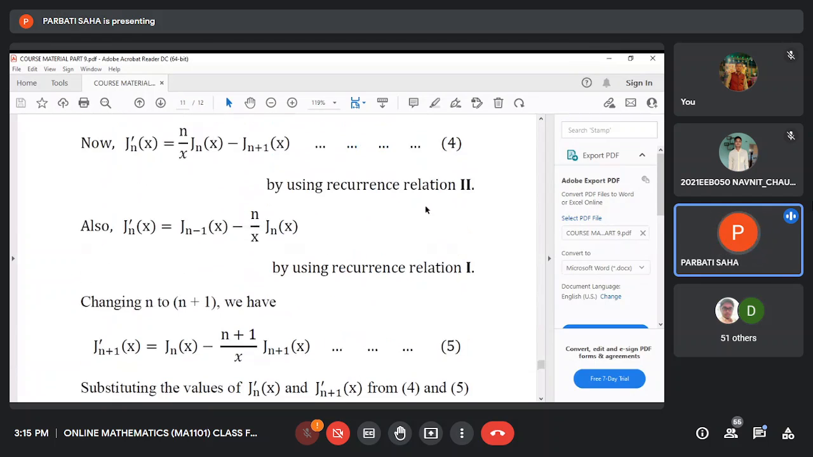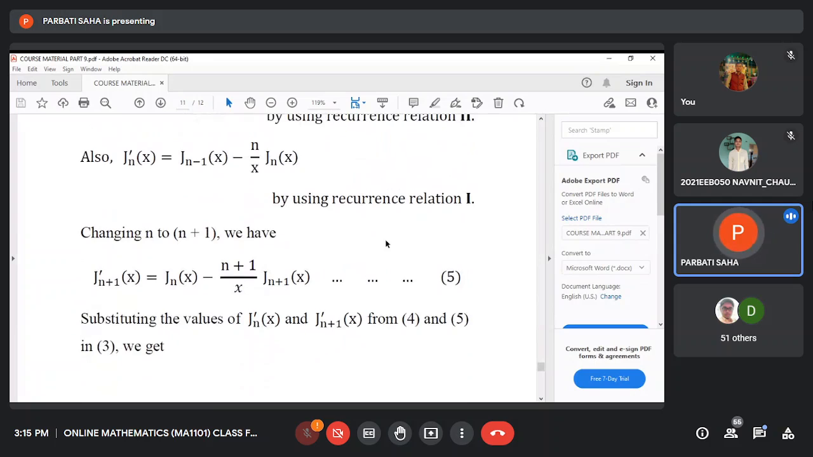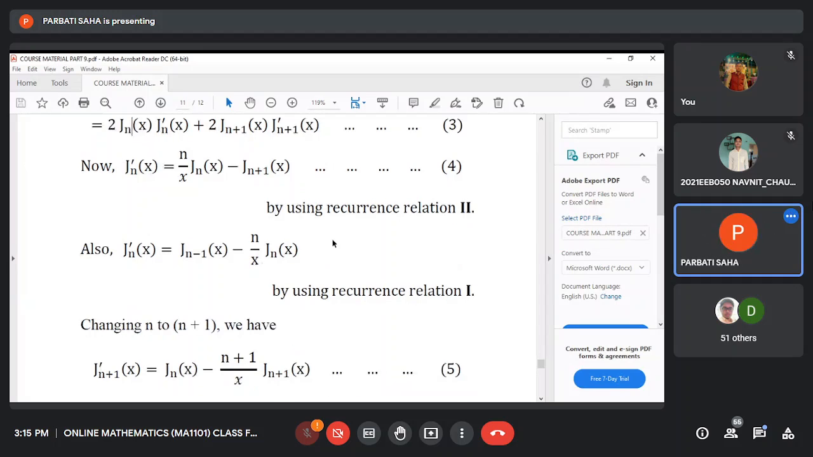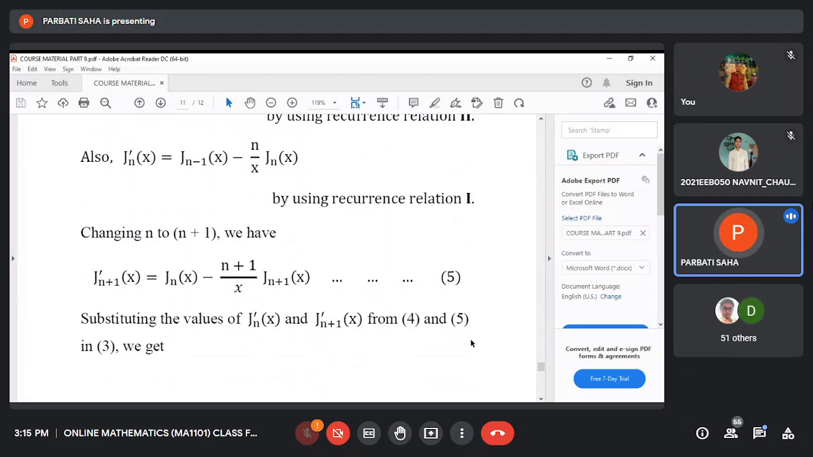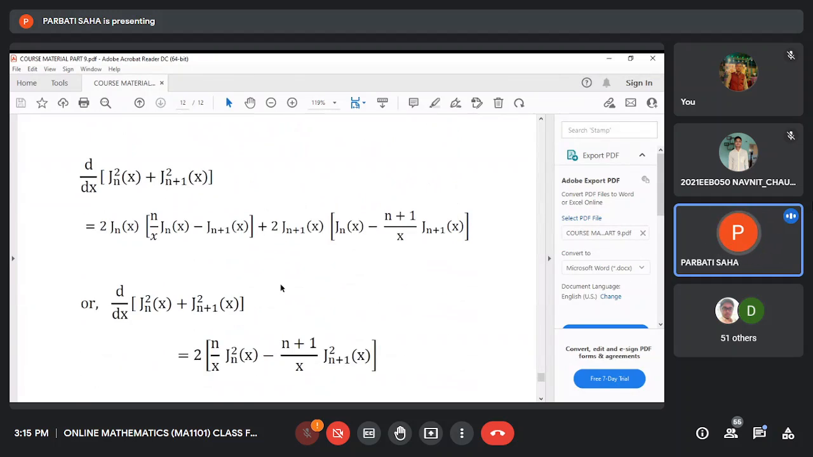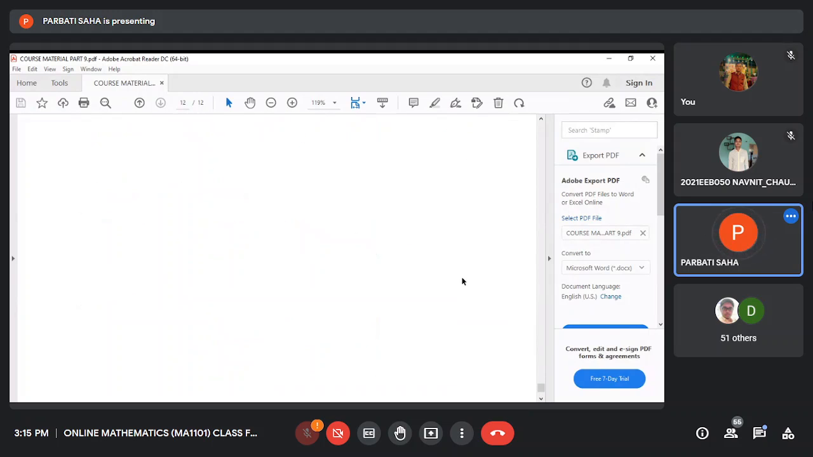You see, from 4 you can calculate Jn dash x. From 5 you can replace Jn plus 1 dash x. And you see relation 3. Equation number 3 contains all these terms, Jn dash x and Jn plus 1 dash x. So we can use 4 and 5 in 3. Okay, and then we will obtain this. Just simplify this, obtain this.